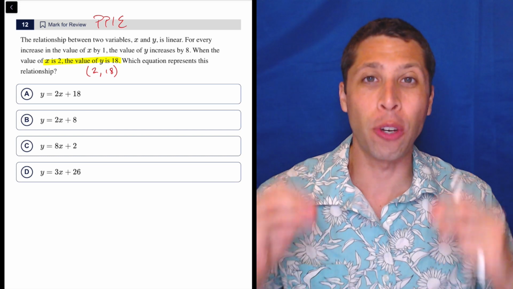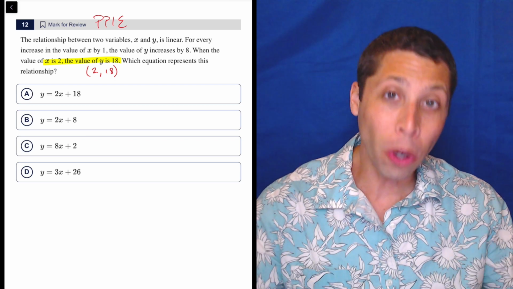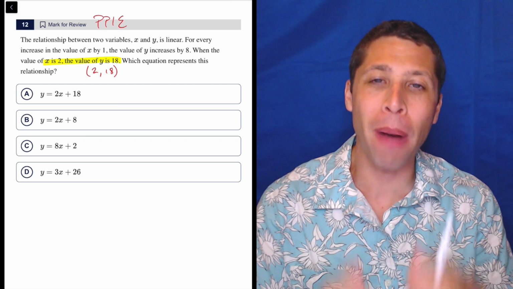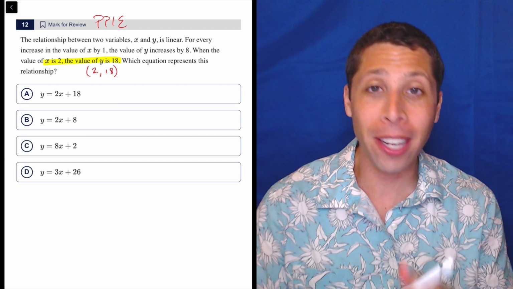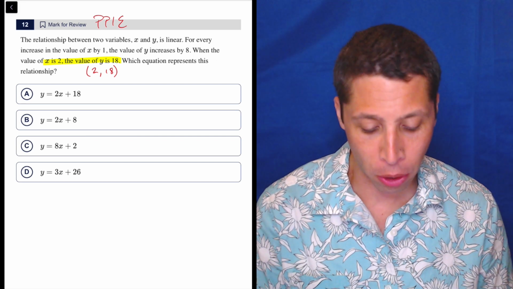And my hope is that if you're thinking about plug points into equations throughout the entire test, then when they word it in strange ways, it doesn't bother you because you're always on the lookout. Where can I get a point to plug into my equations? So now you can probably just do this in your head. I'll show you a little bit of the work on the page.